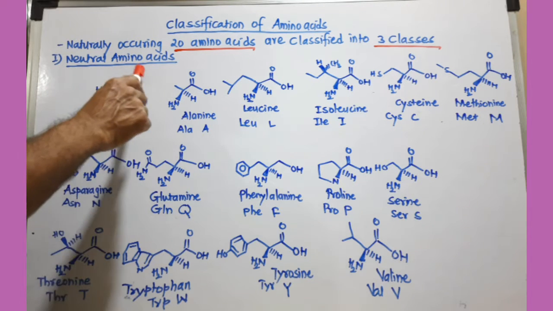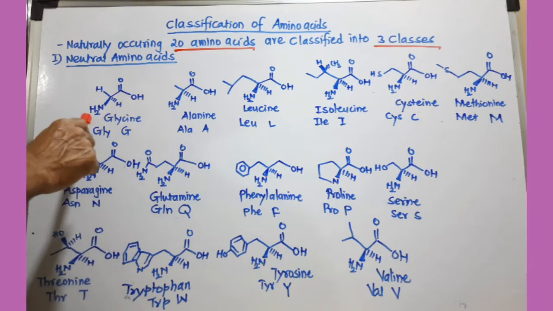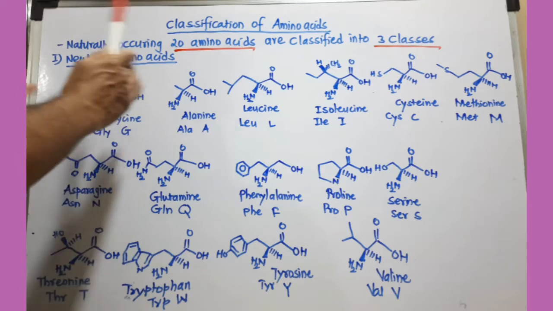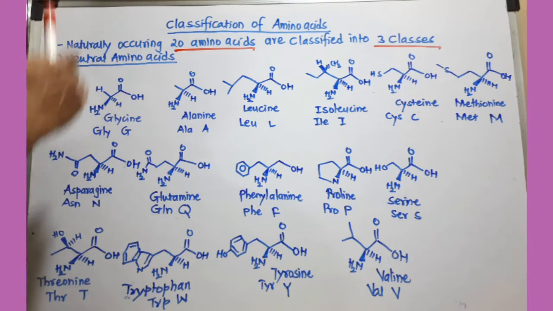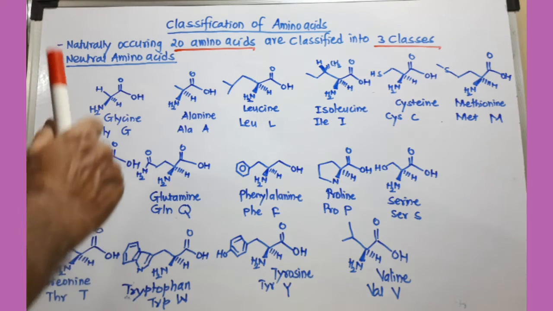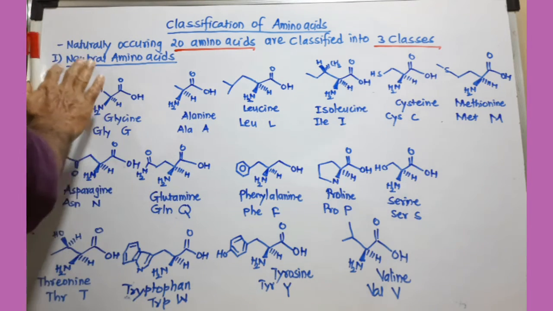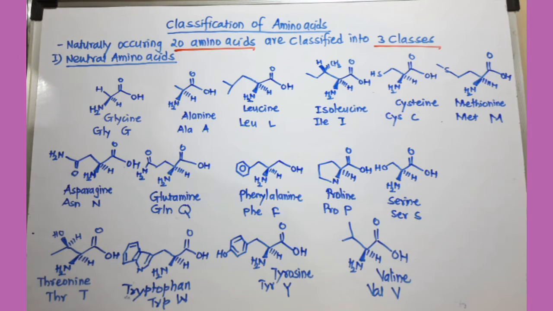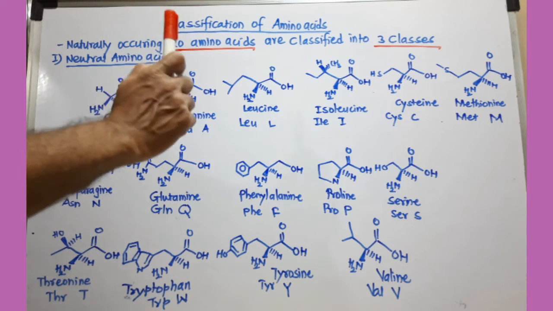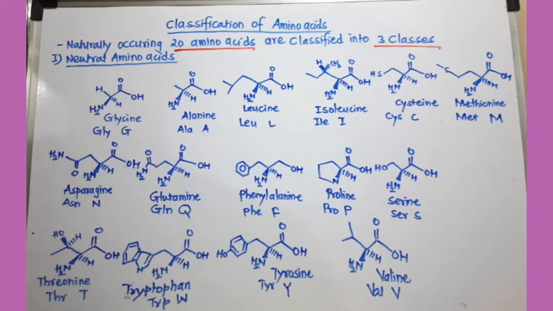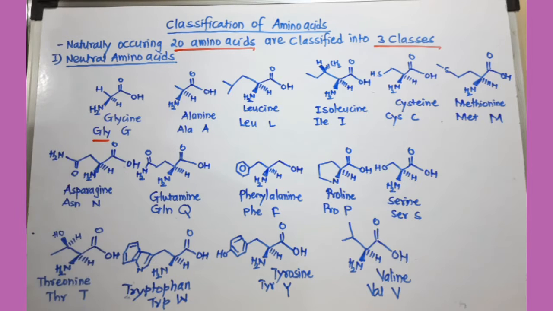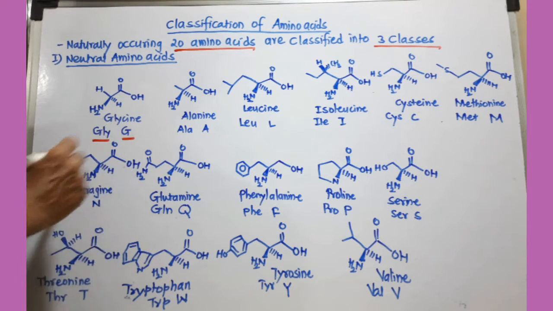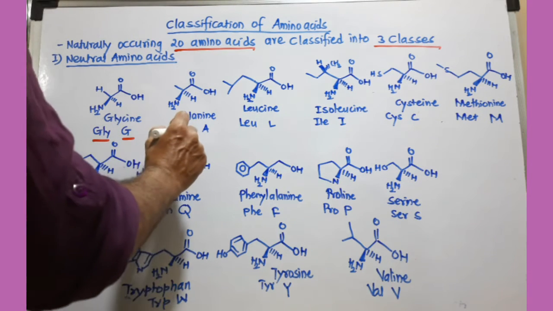You know, the COOH group is an acidic group and the NH2 group is a basic group. So both acidic and basic groups are present in these amino acids, and because of this they are called neutral amino acids. As I mentioned earlier, all amino acids have a common name, and they are represented by either a 3-letter abbreviation or a single-letter abbreviation.